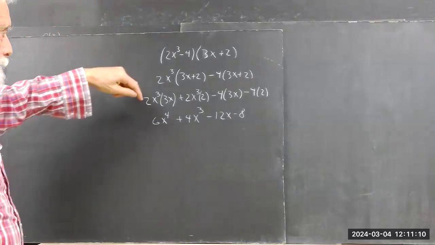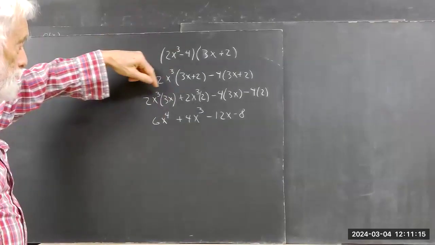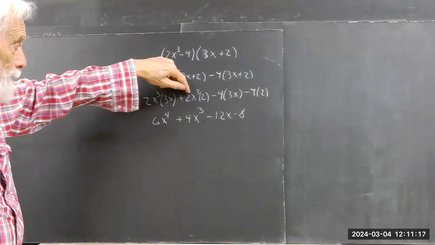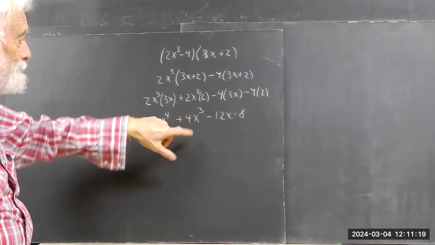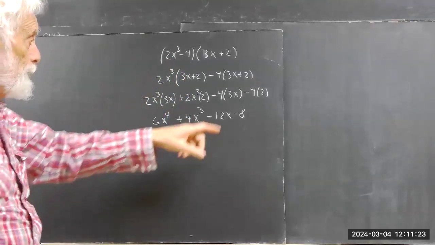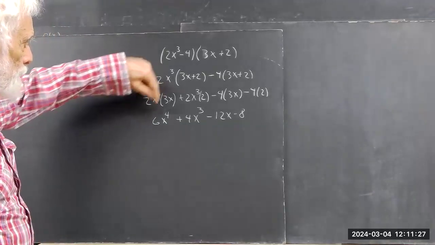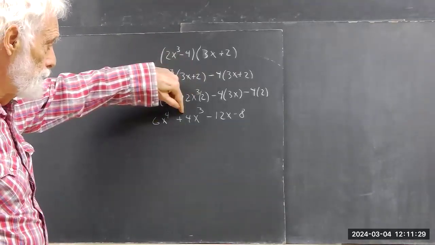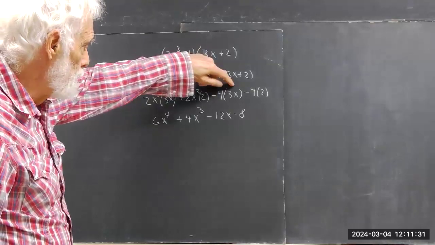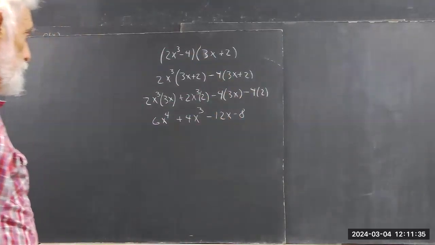And using our laws of exponents, x cubed times x is x to the 4th. We just add the exponents. X cubed is just multiplied by 2. 2x cubed is multiplied by 2. We just have an x here. We have a number here. And of course, 2 times 3 gives us 6, and 2 times 2 gives us 4. And the -4 times 3 gives us -12. -4 times 2 gives us -8. Okay.